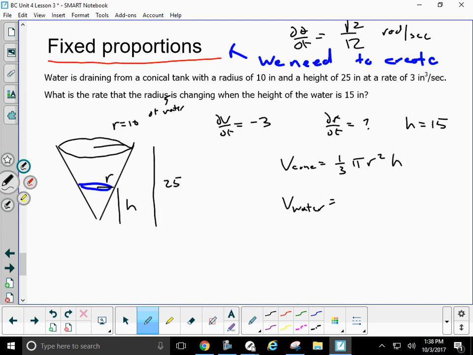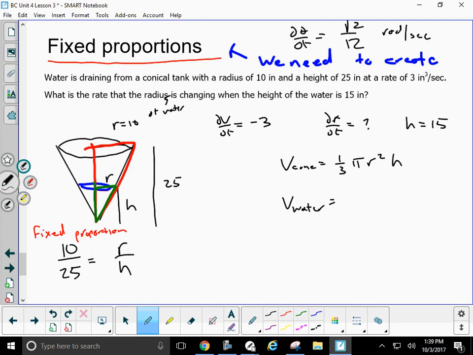Now, we need to use a fixed proportion to help us out. The fixed proportion comes from these similar triangles that occur inside my tank. We know that the ratios of the sides of similar triangles are proportional. So that means the radius of my tank divided by the height of my tank equals the radius of my water divided by the height of my water. This is our fixed proportion, or our fixed relationship, which was given to us in the sand problem when we were just told the radius is 3 times the height. Here we had to develop it. And I just developed it, okay?